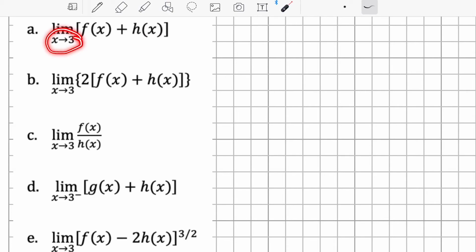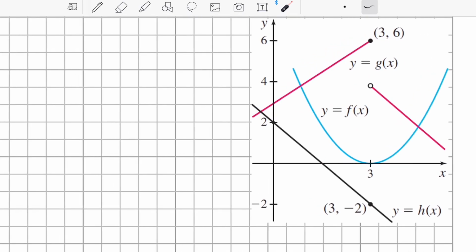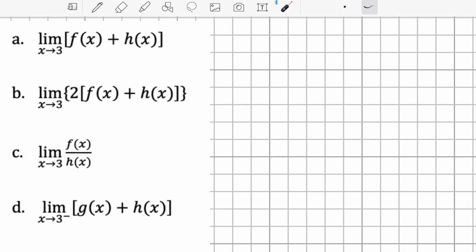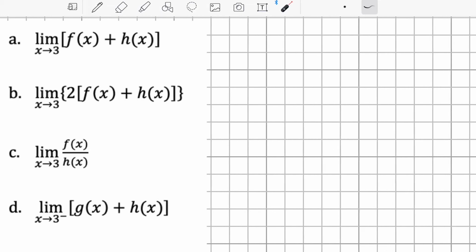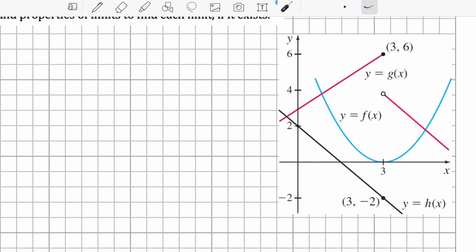So let's find the limit as x approaches 3 of f first. Now here we have three graphs. F is the blue graph, G is the pink, red, and H is the black. So again, it's asking us to find the limit as x approaches 3 of f of x plus h of x. So let's find f first. So limit as x approaches 3.